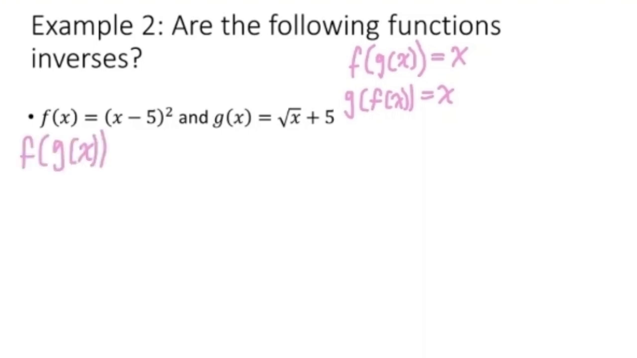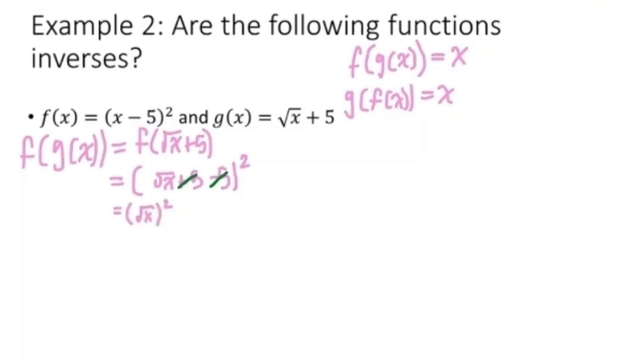First, we'll find f composed with g of x, which is f of the square root of x plus 5, which is the square root of x plus 5 minus 5. Nothing to distribute, so we can drop the parentheses. The 5's cancel, which leaves us with the square root of x squared. And by definition, the square root of x squared would just be x. So far it's looking pretty good that these two functions might be inverses. But let's check the other way around.